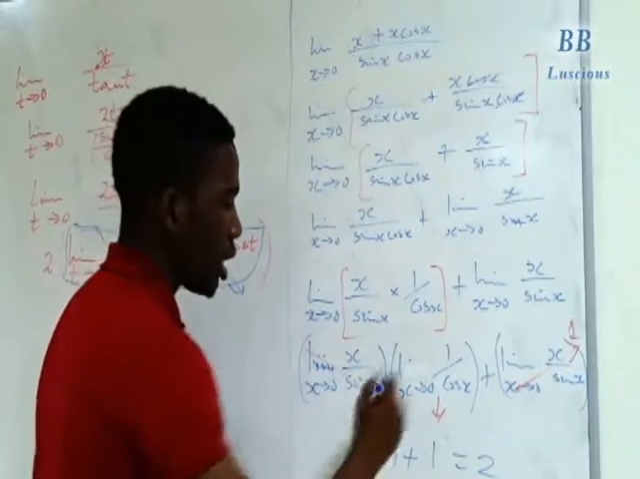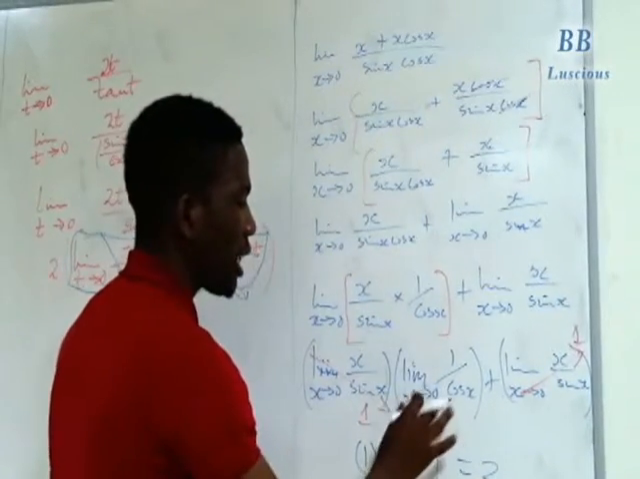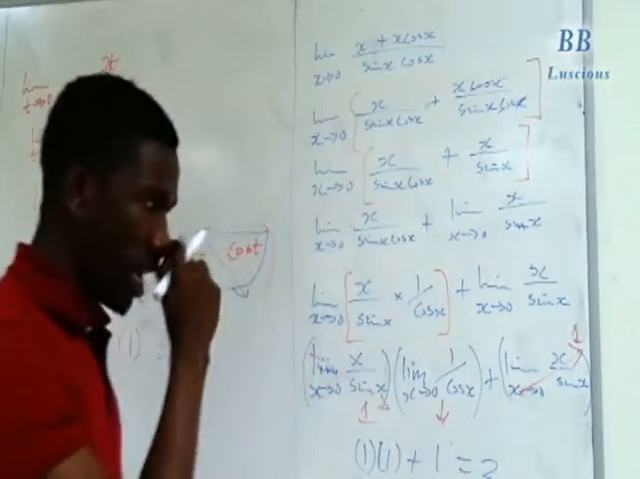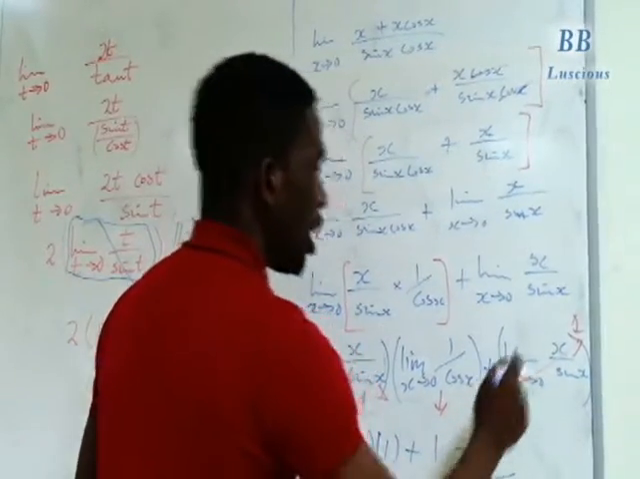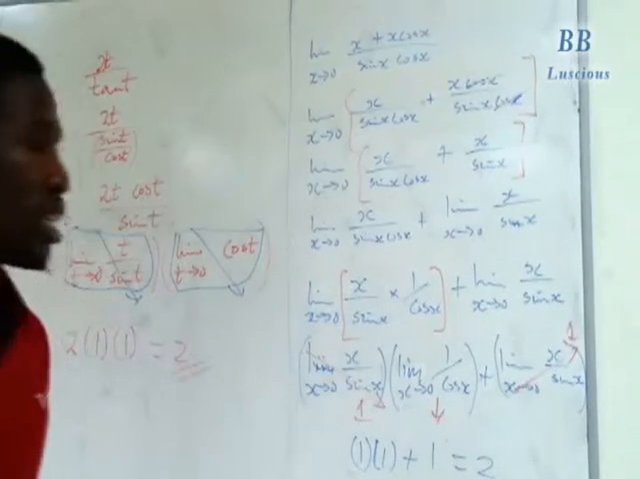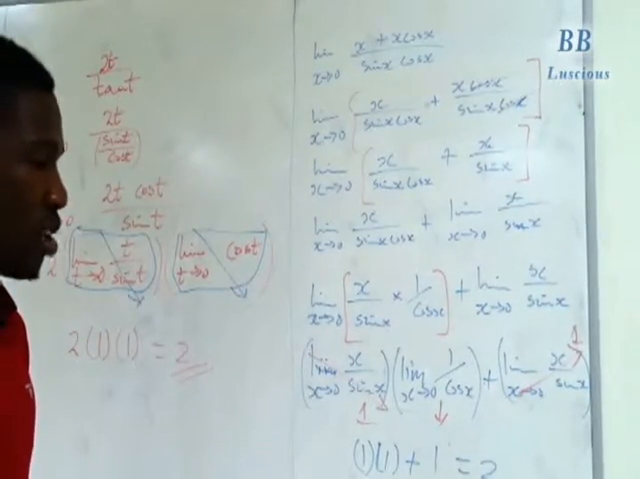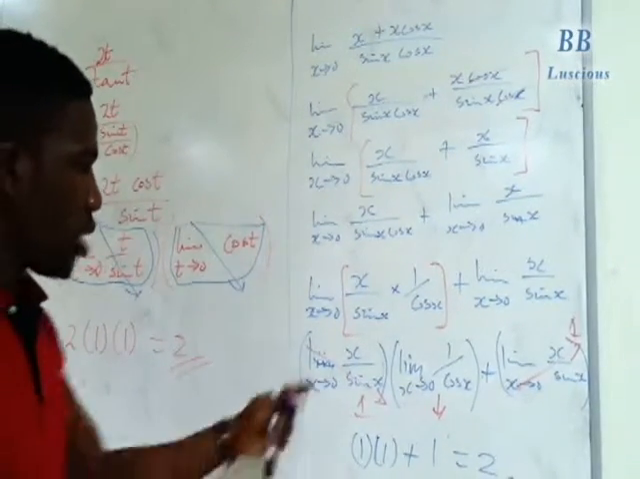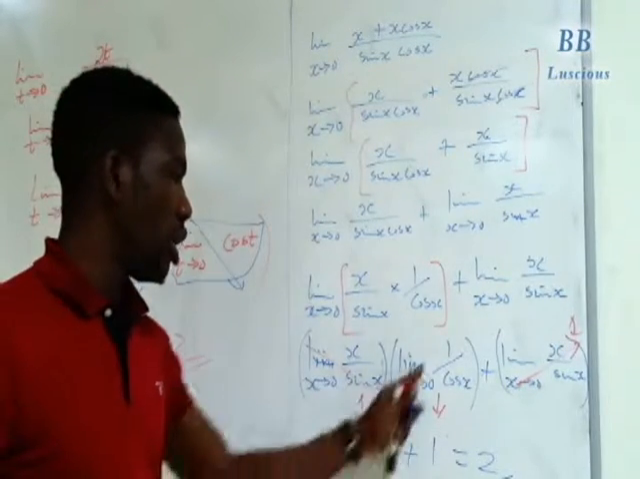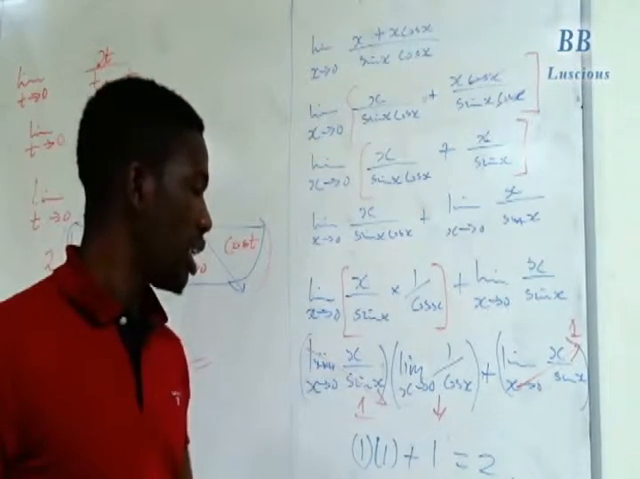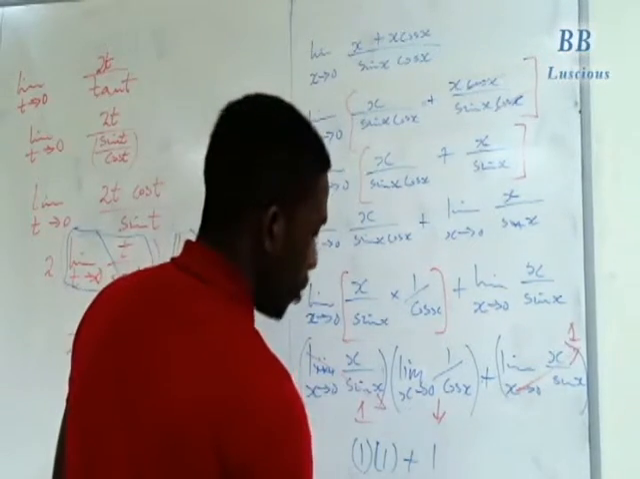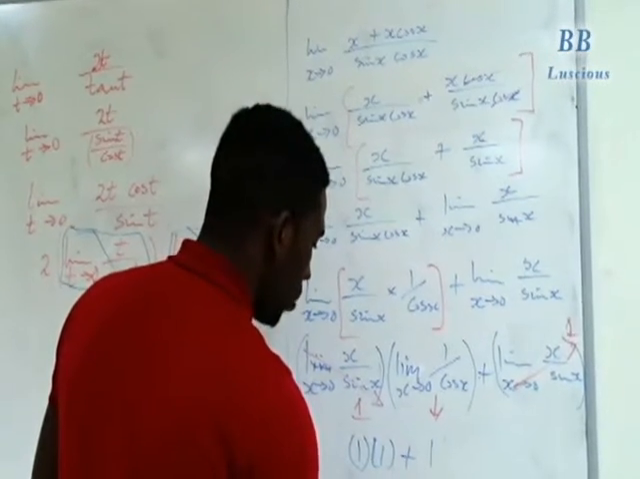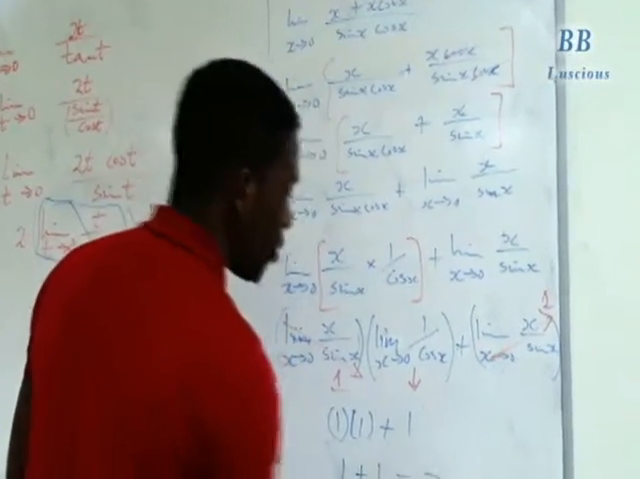You have the limit as x tends to 0 of 1 over cos x, plus, this is an addition sign, plus the limit as x tends to 0 of x over sine x. Now, when you do this, this will be equal to 1, this also will be equal to 1, and when you multiply 1 by 1, you're still left with 1. Let me break it down a bit. You have 1 plus 1, which will give you 2 as the final answer.